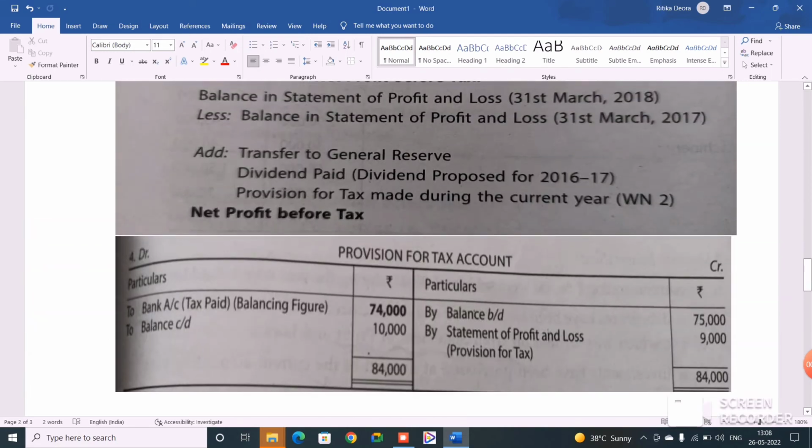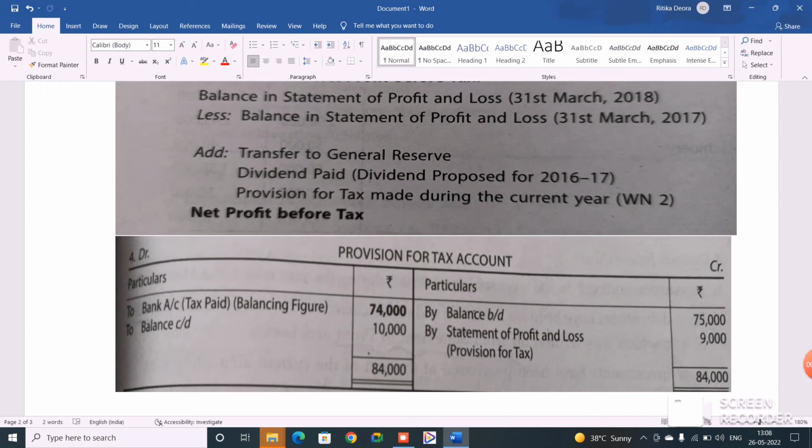So provision for tax has a credit balance because it's a provision. Remember that all the provisions have a credit balance. That is why we will write balance b/d on the credit side, that is the balance brought down, and we will write to balance c/d, which will be the closing balance.